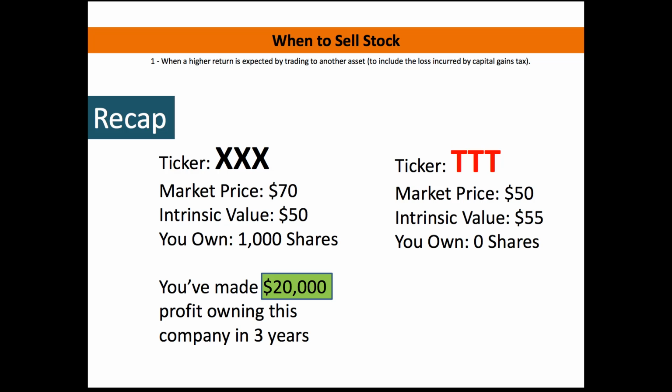Company TTT, the market price is $50 a share, and the intrinsic value that we just calculated is $55 a share, which is good because we're able to buy that for $5 lower than what it's actually worth. That's how you need to look at that. We don't own any of these shares yet, and we need to determine whether that's a good buy or not.